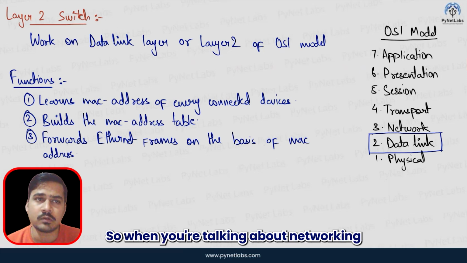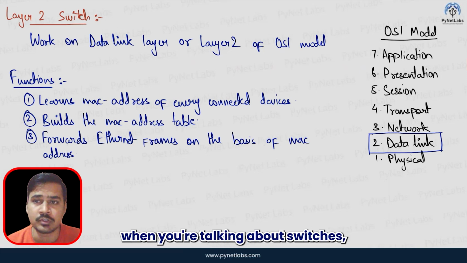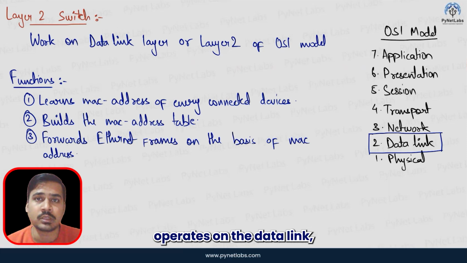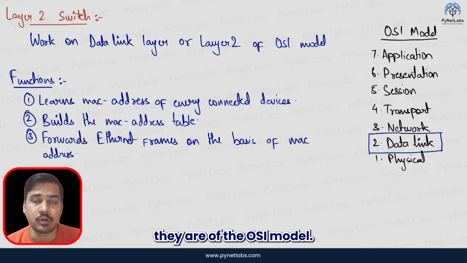When we are talking about switches specifically, the L2 switch operates on the data link layer of the OSI model. That is why it is known as a layer 2 switch.